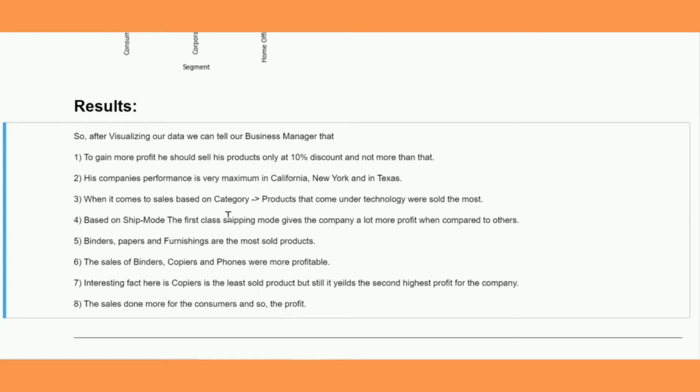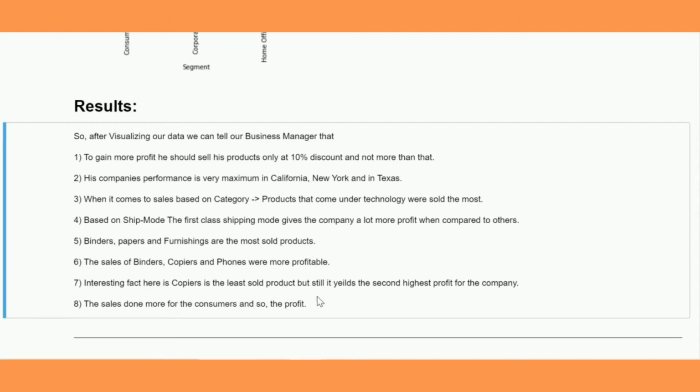Based on ship mode, the first class shipping mode gives the company a lot more profit compared to others. Binders, papers, and furnishings are the most sold products. The sales of binders, copiers, and phones were more profitable. And the interesting fact here is that copiers is the least sold product, but still it yields the second highest profit for the company.